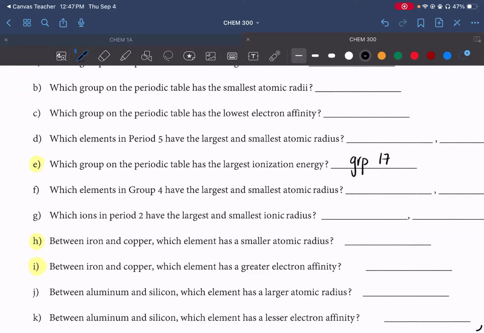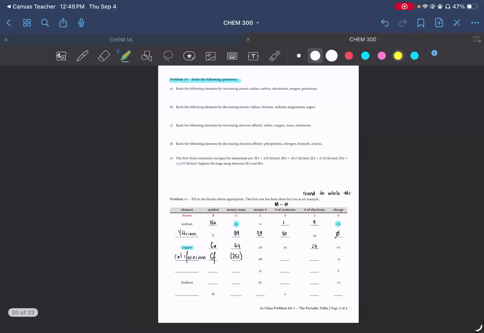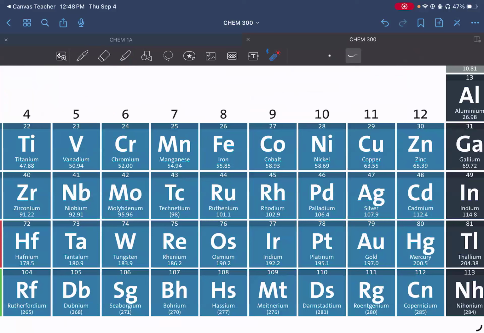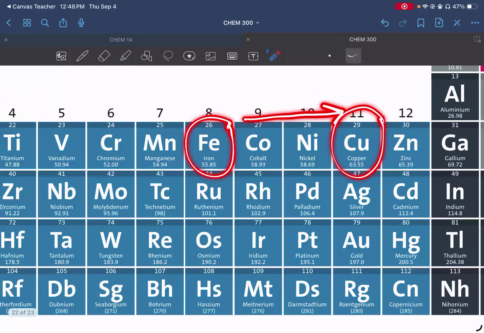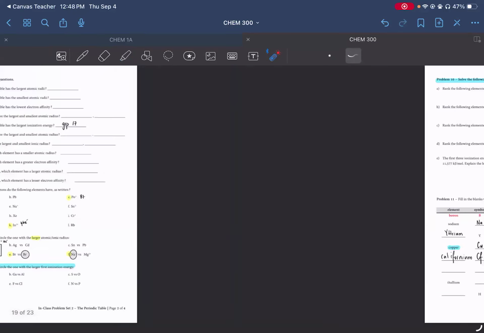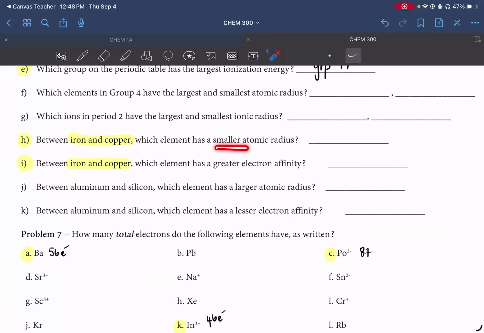Both H and I relate to iron and copper. So let's take a second to find it on our periodic table. We have iron right here at number 26 and copper at number 29. They're in the same period, so we're going to go from left to right. That'll be our decider. The first question is, which element has a smaller atomic radius? From left to right, atomic radius decreases. So the smaller one will most likely be copper. You can write the symbol or you can write the full name. That is accepted.